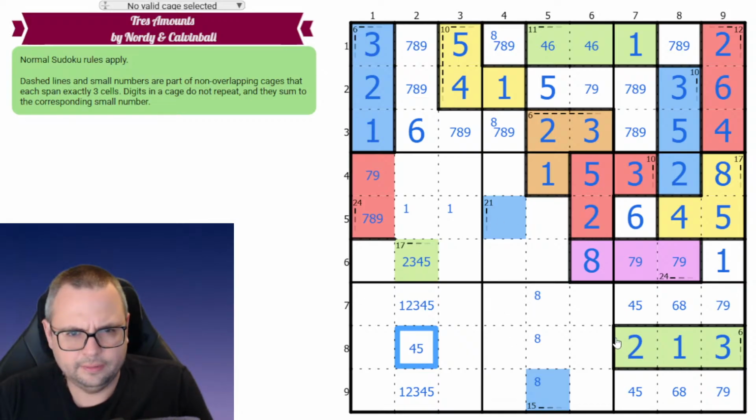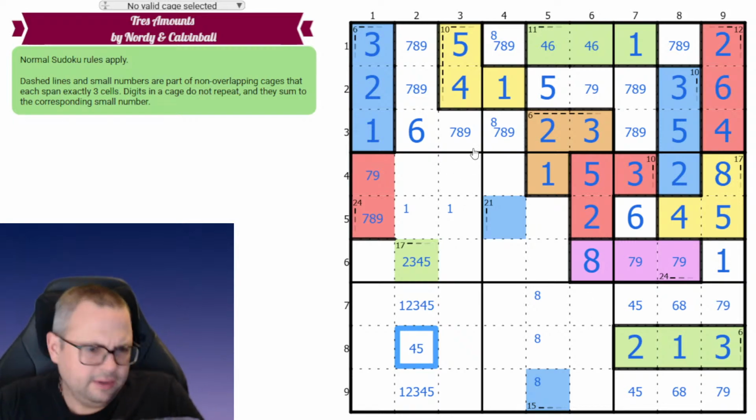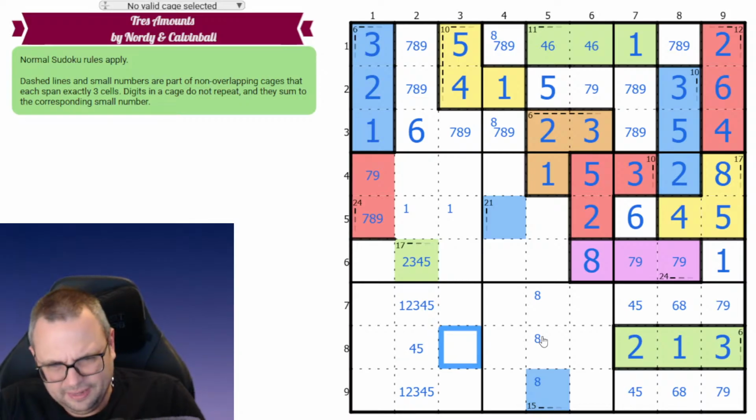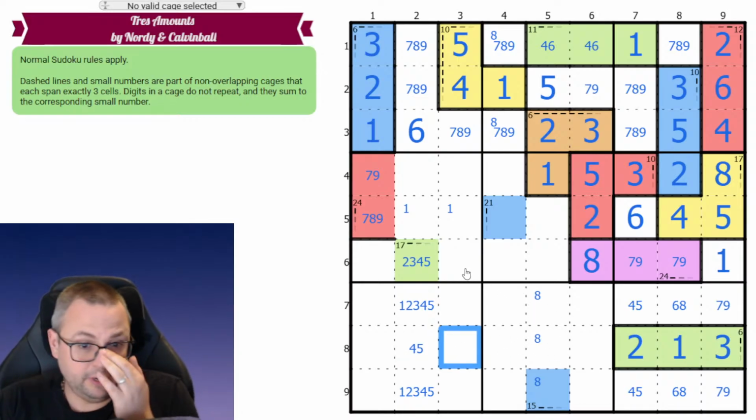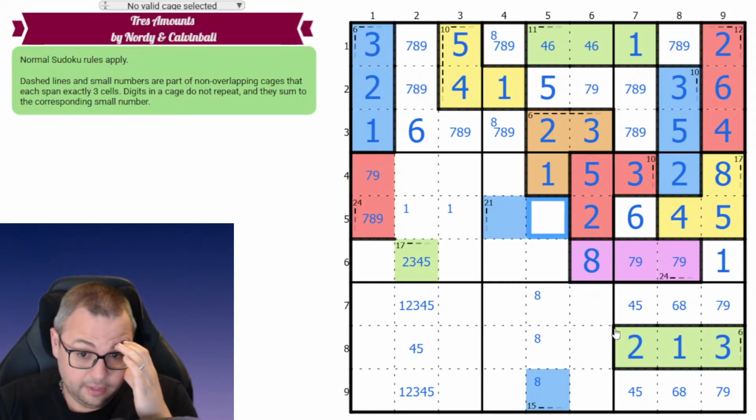Let's see. Yeah, no 8 in the 21, but I don't know anything about 21 and 3. So it doesn't really help me, but it might help someone who knows something about 21s and 3. Let's see.